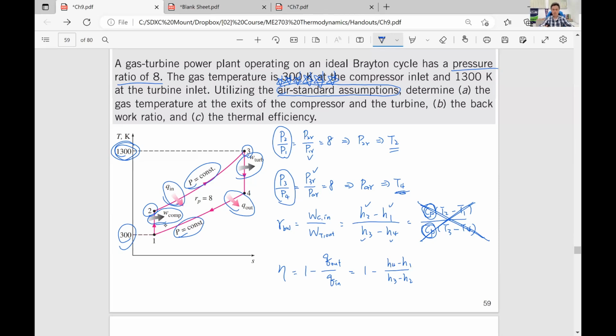Questions about this one? Professor, in this case, how do you find P3R? How do we know P3R? Relative pressure depends on temperature for an ideal gas.